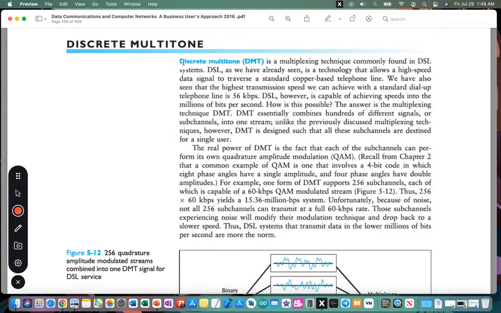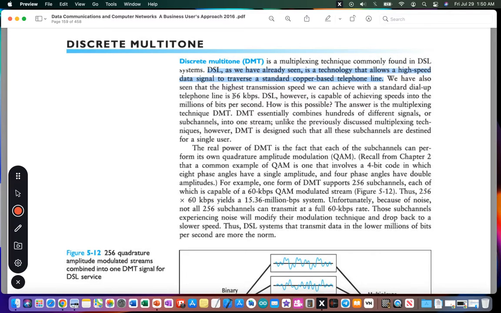Discrete multitone (DMT) is a multiplexing technique commonly found in DSL systems. DSL, as we have already seen, is a technology that allows high-speed data signal to traverse a standard copper-based telephone line. And this is very obsolete, I believe, right now. Nobody's using it. Maybe I'm wrong. We have also seen that the highest transmission speed we can achieve with a standard dial-up telephone line is 56 kilobits per second.